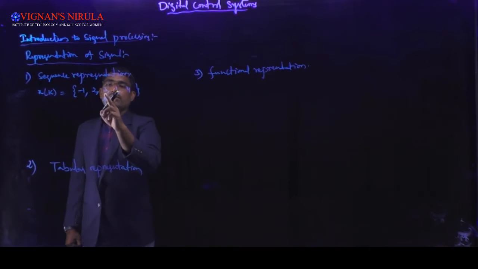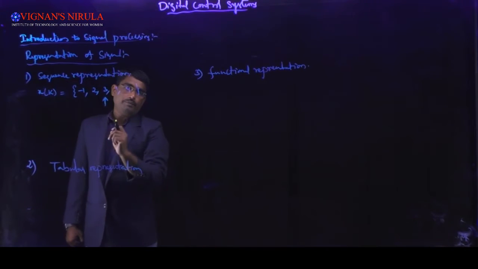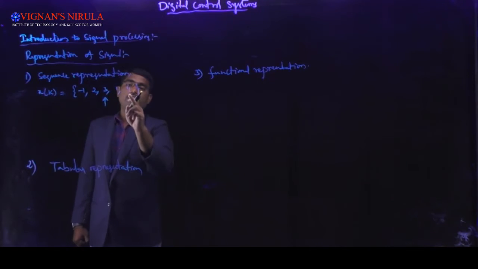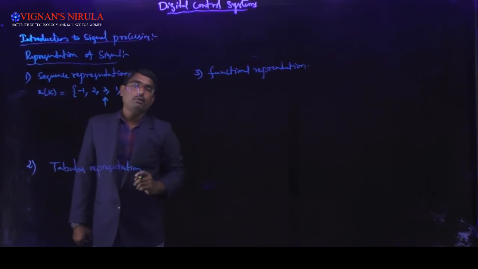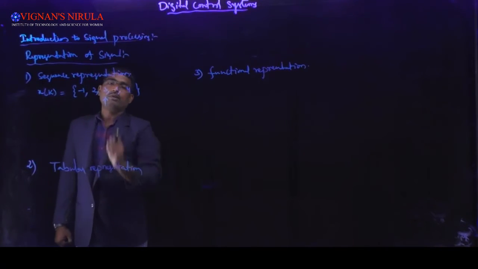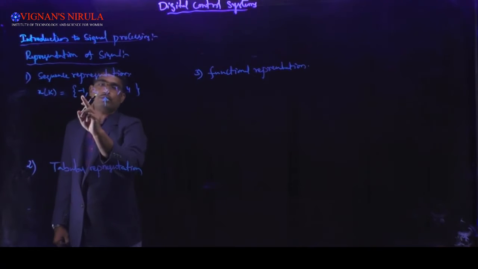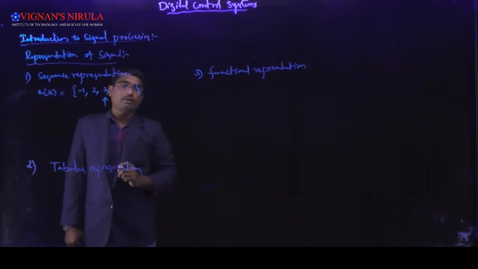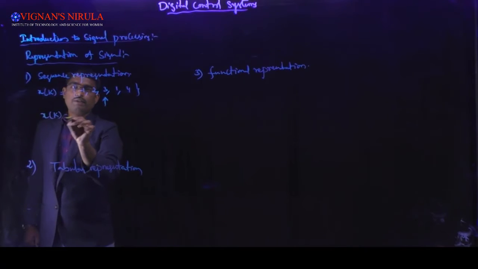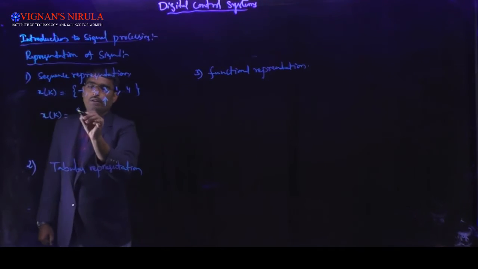At k equals 0, x of k is 3. At k equals 1, x of k equals 4. At k equals 2, means at second sample, x of k equals 4. At k equals -1 instant, x of k equals 2. At k equals -2 instant, x of k equals -1. So this is the sequence representation of a signal.